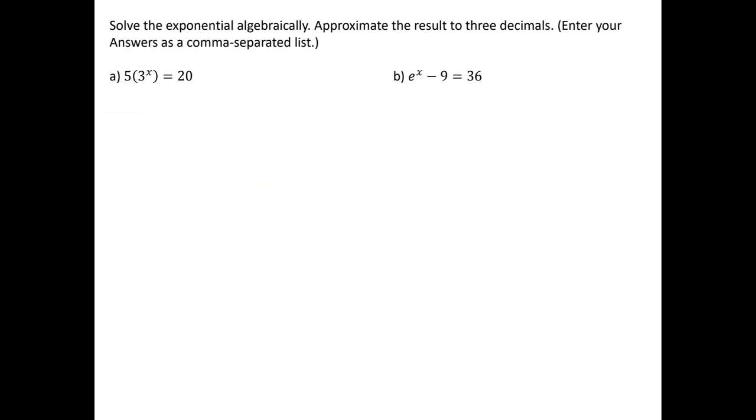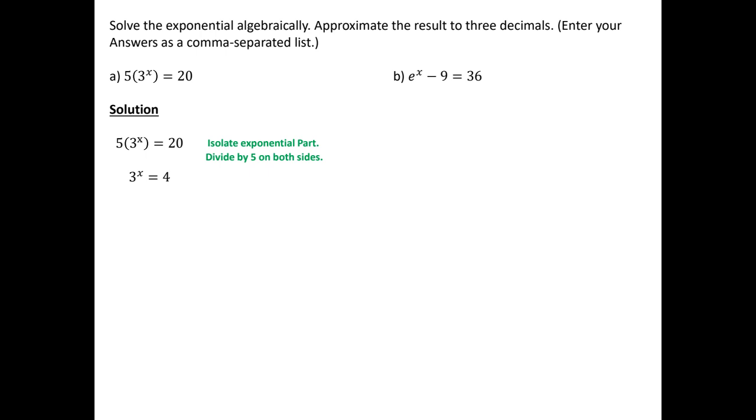All right, so let's do A here. Again, it's telling us to solve algebraically first and then approximate our answers if appropriate, okay? On this particular problem, before I can use my one-to-one property, I need to isolate the exponent base, yes? You see I have a 5 that is being multiplied to this base 3 exponent. To isolate it, I'm going to divide by 5 on both sides. So 5 divided by 5 is 1, leaving me with just 3 to the x equals 4, since 20 divided by 5 is equal to 4.